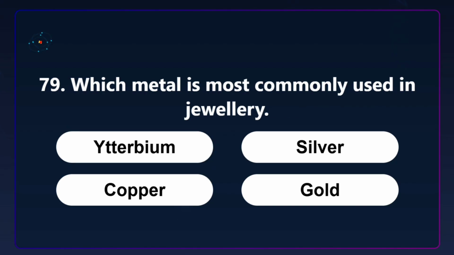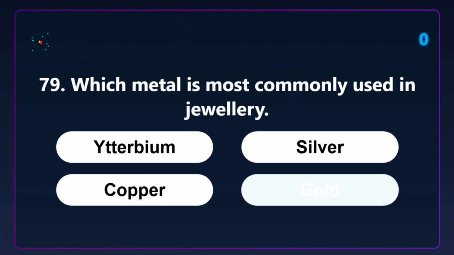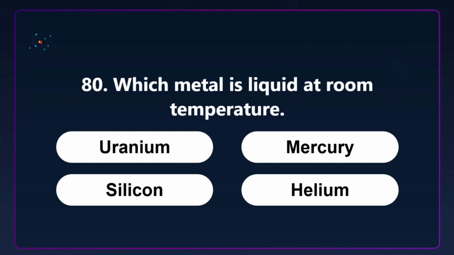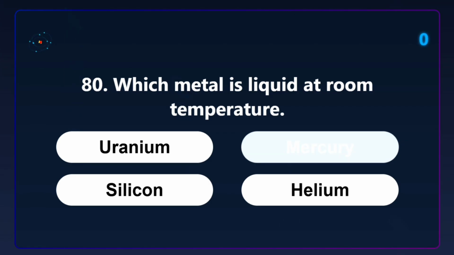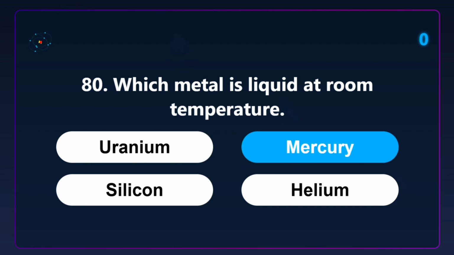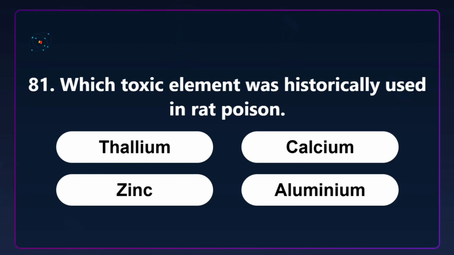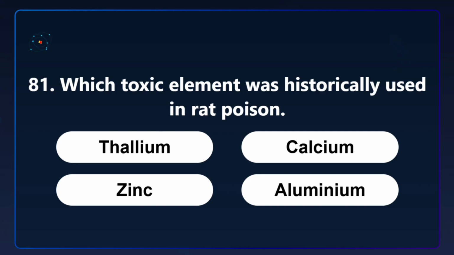Question 79. Which metal is most commonly used in jewelry? The answer is gold. Question 80. Which metal is liquid at room temperature? The answer is mercury. Question 81. Which toxic element was historically used in rat poison?